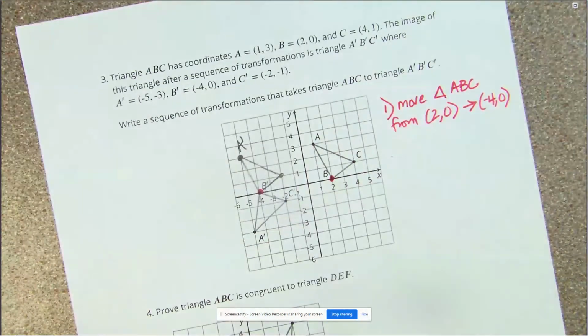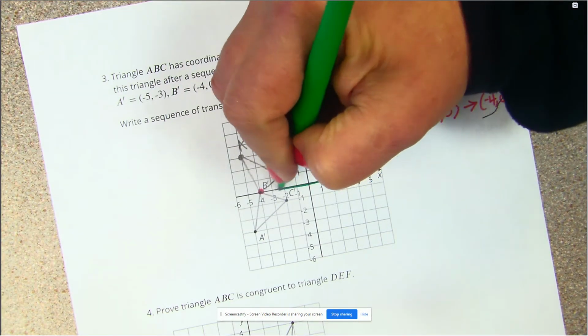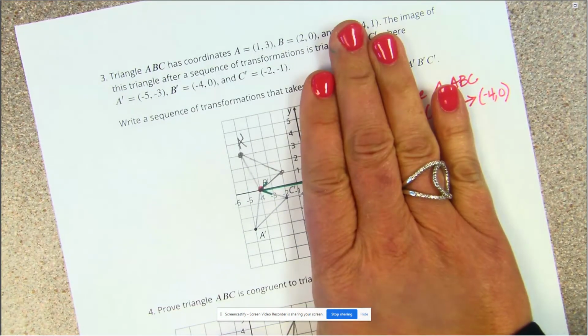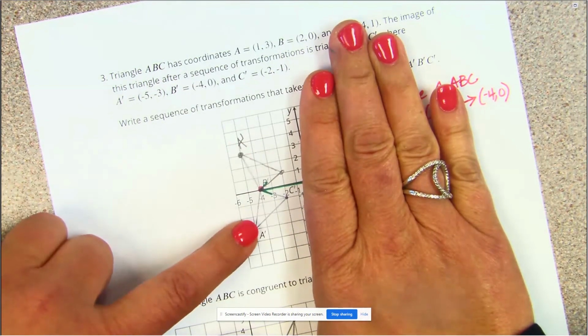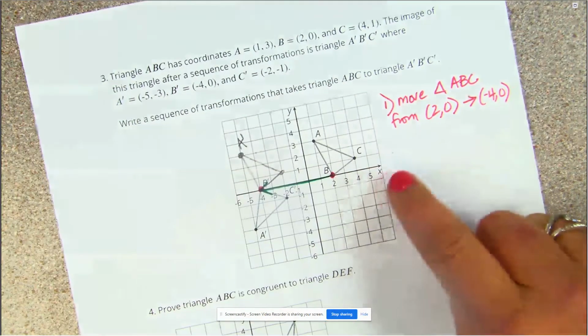So that was by moving everybody along this directed line segment from here to here. Now, what do you notice? Take a look here. What would I have to do to get this shape onto this shape? I would just need to reflect it across the x-axis.